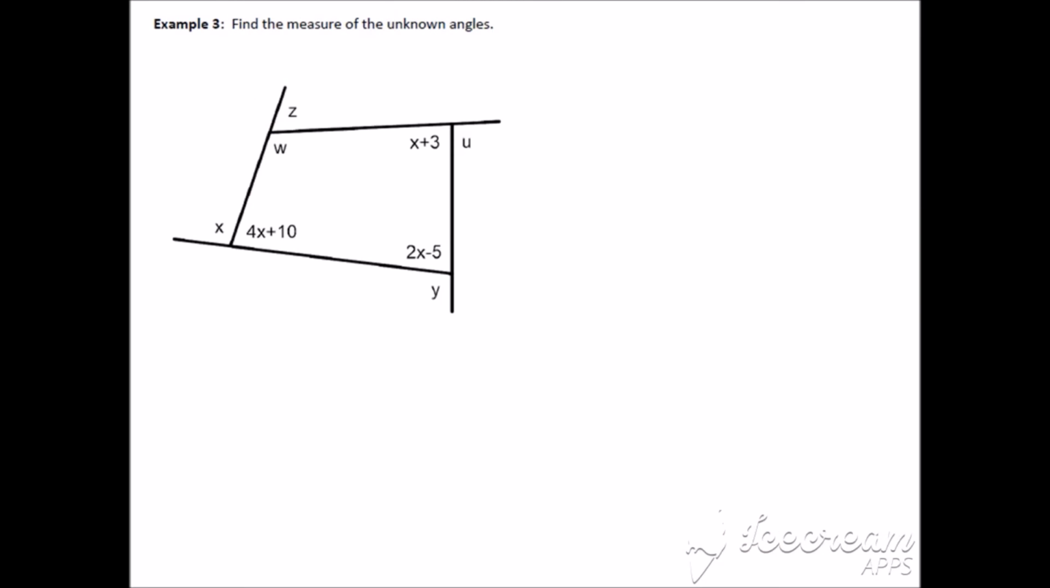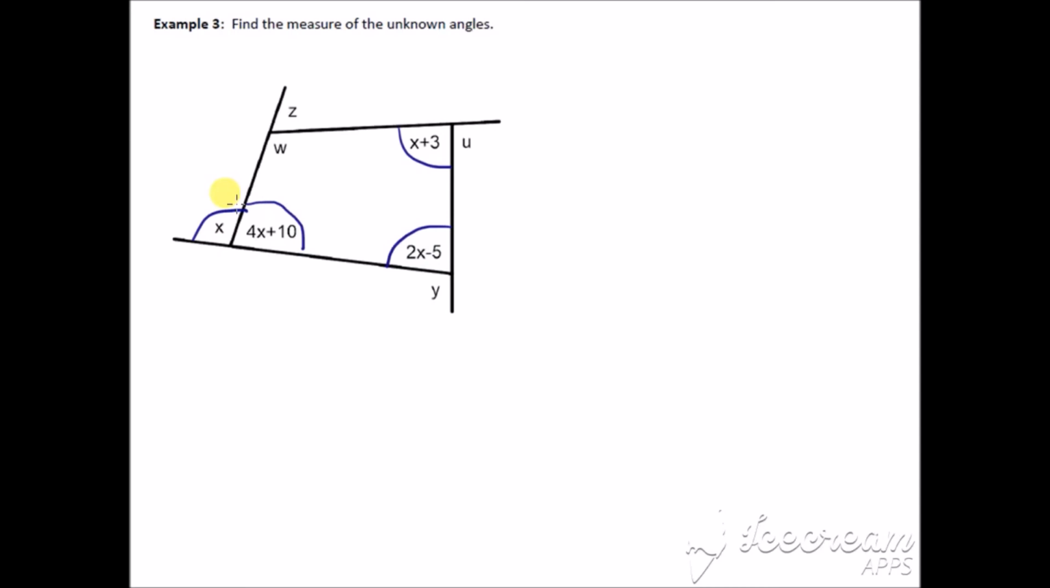Okay, example 3, find the measure of the unknown angles. In this, if you take a look, we have Z, W, X, then 4X plus 10, X plus 3, U, 2X minus 5, and Y. You're looking at this and saying, where do I start? What we can do is bubble all of the angles with an X in them. U, W, Z, and Y we can't do anything with because we can't solve them. We don't have a theorem to say these two add up to this much.